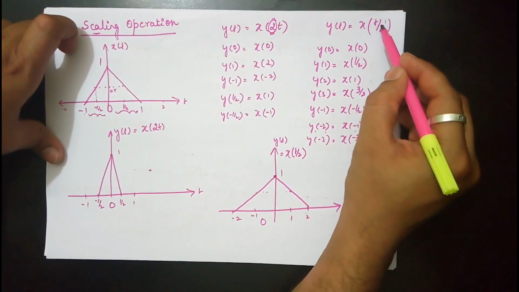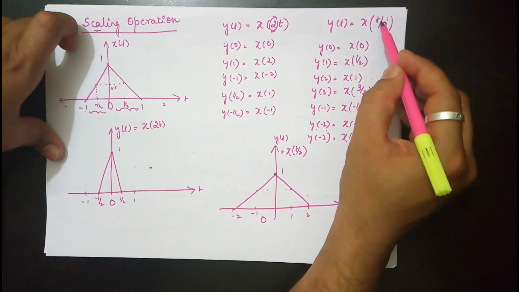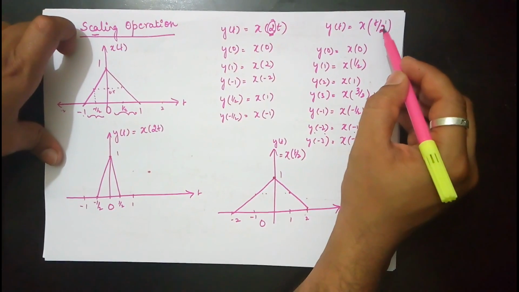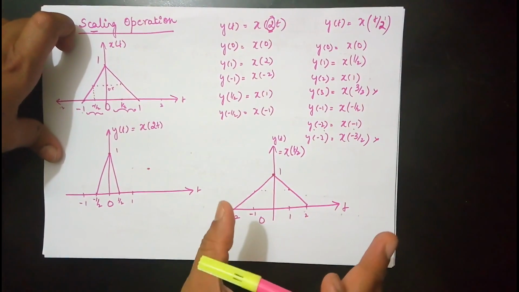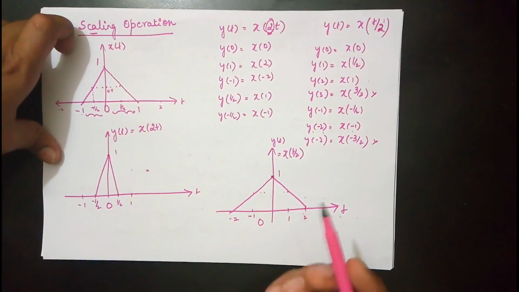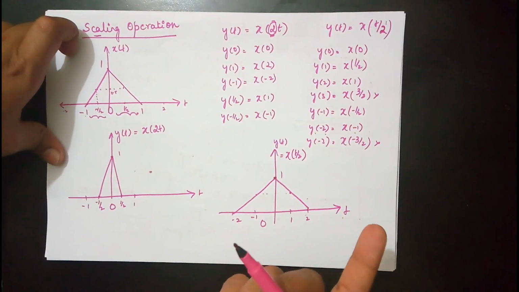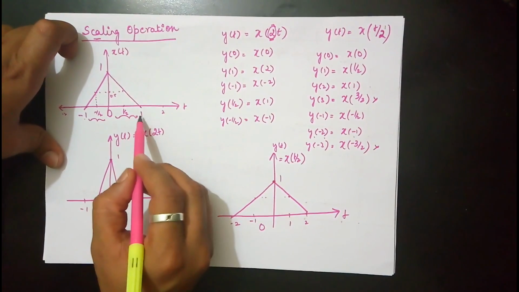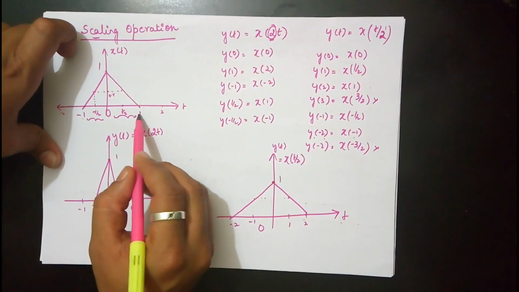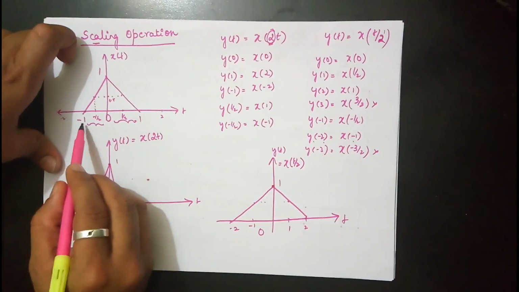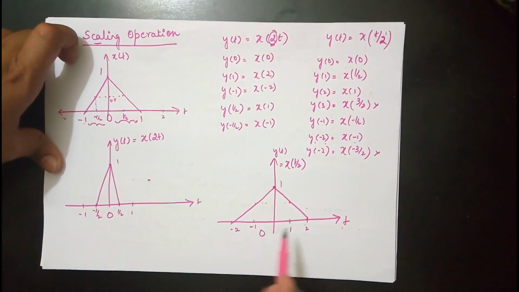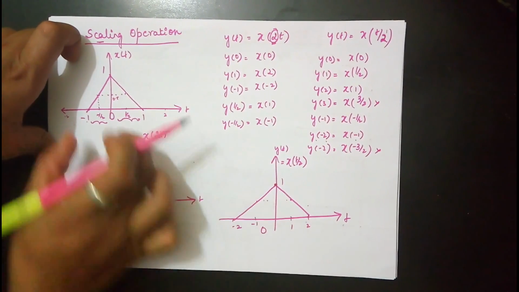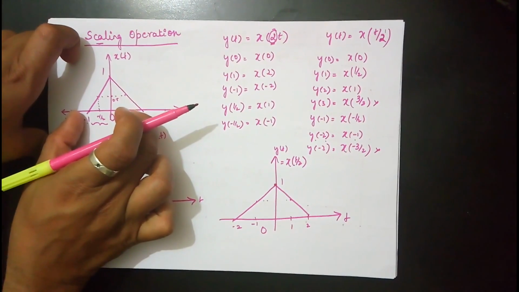And here the x of t is getting divided by 2, that means the expansion will be happening, that means your time axis is getting multiplied by 2. In the previous case it was getting divided by 2, here it will get multiplied, that means 1 becomes 2 because of the multiplication, minus 1 will become minus 2. So we got the expanded version of our original signal, right?